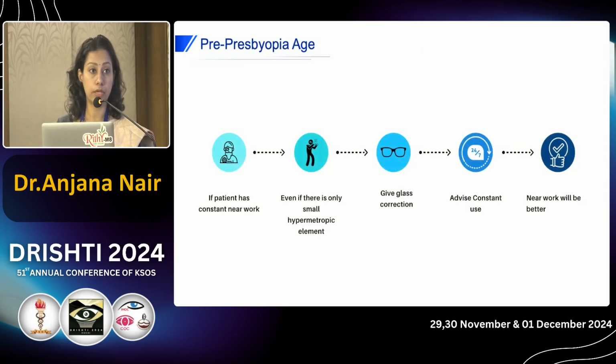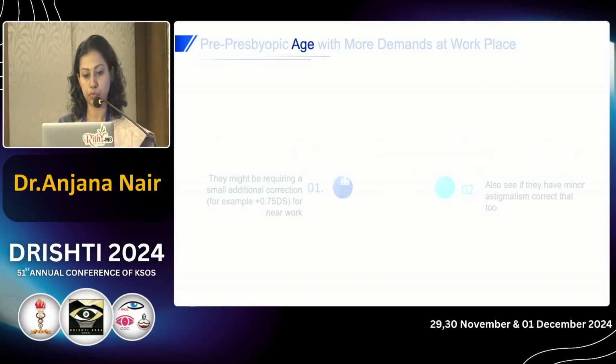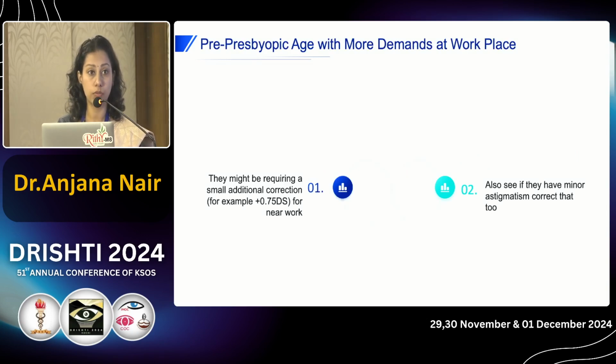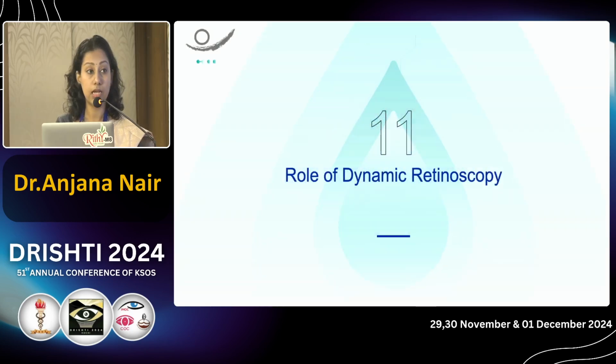In the pre-presbyopic age, this is another practical scenario. If the patient is having constant near work, even if there is a small amount of hypermetropia, you give the glass correction and ask them to wear it constantly, and the near work will be better. If there are more demands at the workplace, say a pharmacist who needs to see small letters on ampules, or when using a microscope, and there is a minor amount of astigmatism, you have to correct it. In such patients, you give a small addition of +0.75 for near work as a progressive lens.